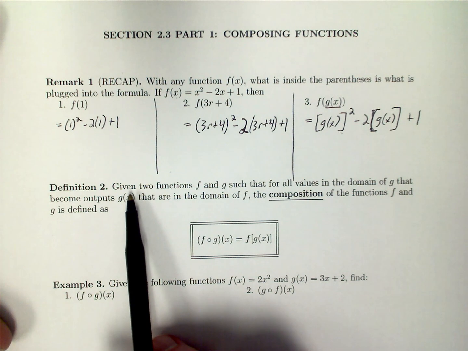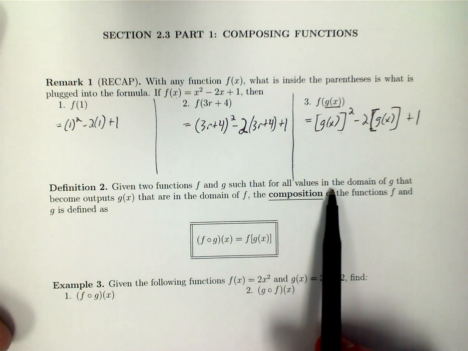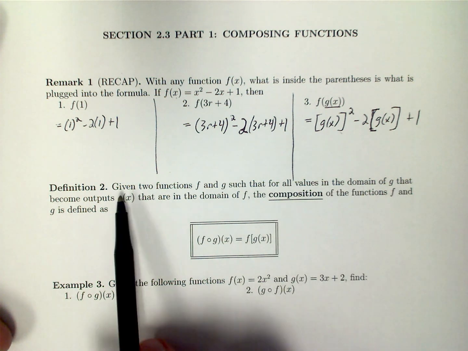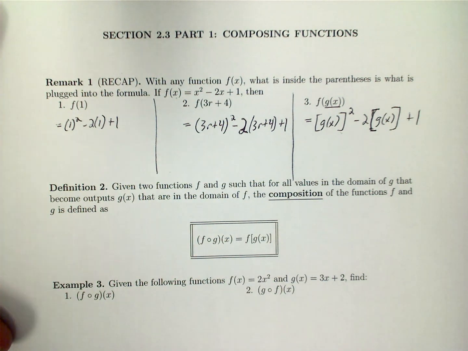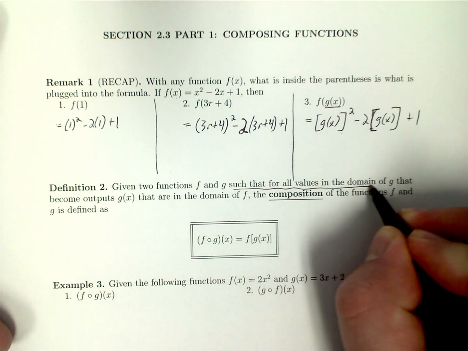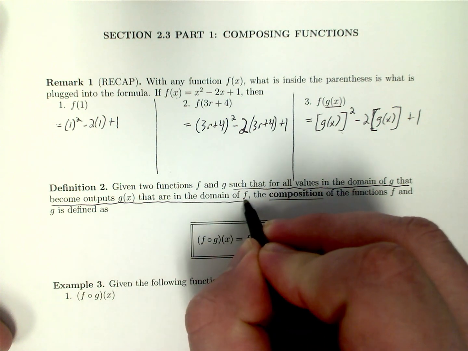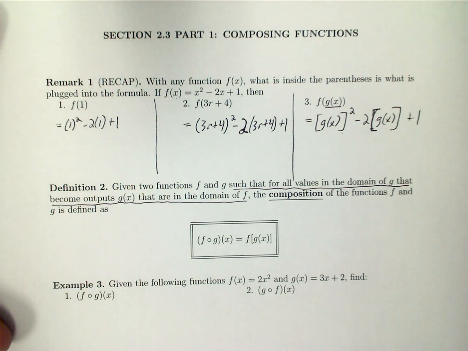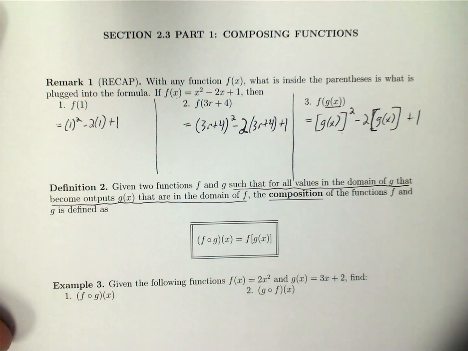And more specifically, if we read it, it says given two functions f and g such that for all values in the domain of g that become outputs g of x that are in the domain of f, the composition is then defined as we just talked about it. That is a mouthful, and that deals with the domain that we'll talk about. We'll come back to this idea, but for right now, we're just going to bypass it and say just plug g into f.